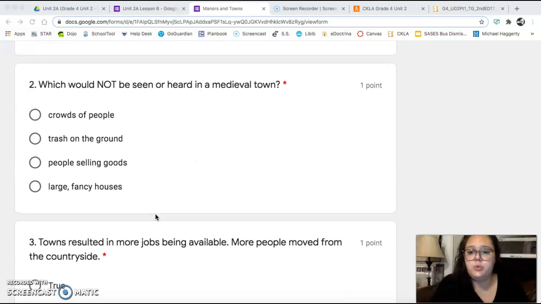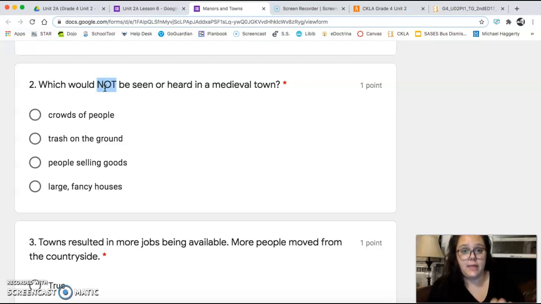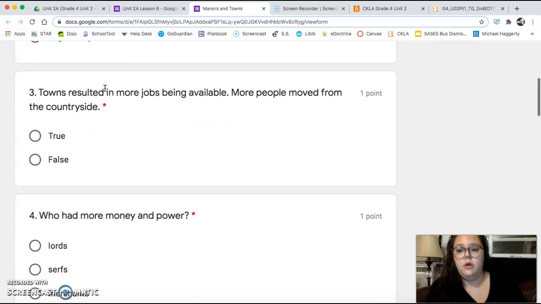Number 2, which would not be seen or heard in a medieval town? Think about what the towns looked like, what was going on there. Number 3 is true or false. Towns resulted in more jobs being available. More people moved from the countryside.